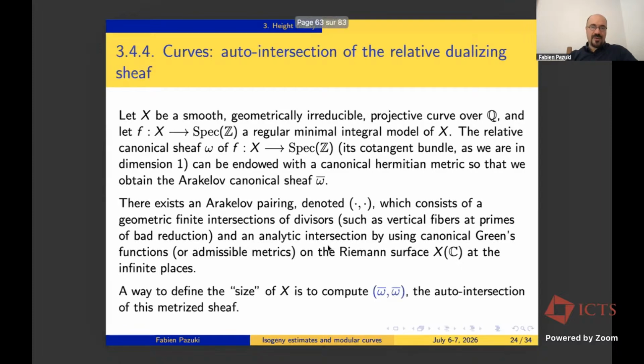So basically, the Arakelov intersection sums the two. It's exactly like what we've done for the Faltings height. So now, to define the size of X, one idea is to compute this omega square. So the self-intersection of the relative dualizing sheaf with the proper metric that is given by this Arakelov pairing. So that's the size of X.